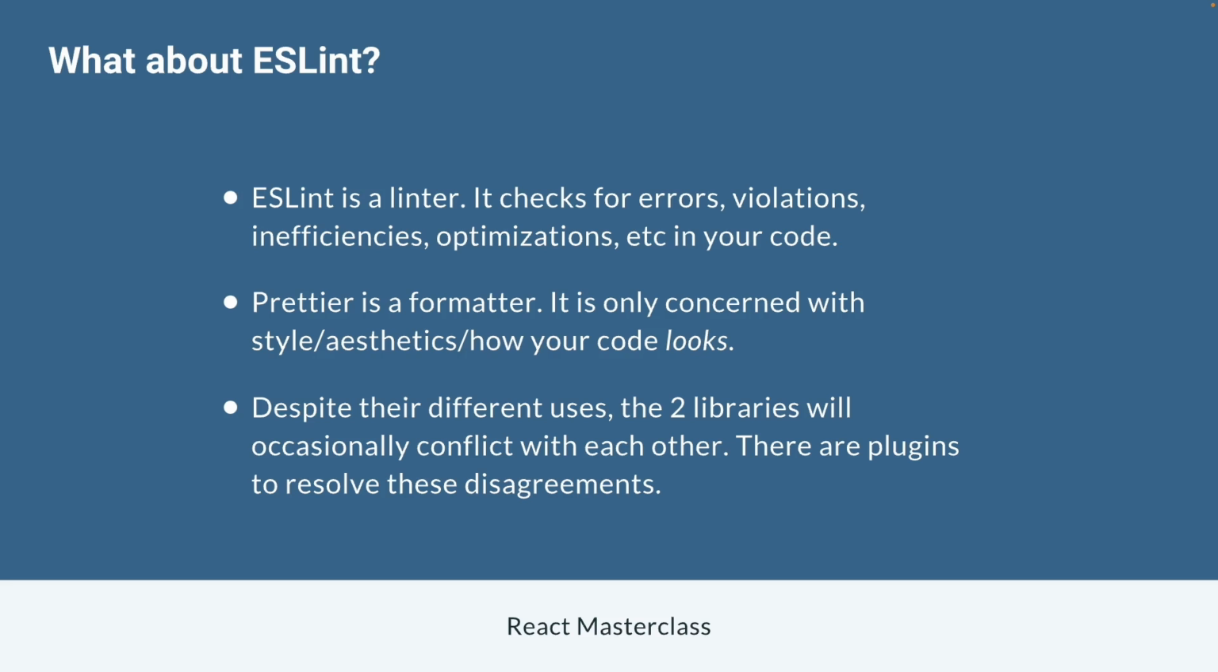They're going to butt heads because one library will want to format things in one way, while another library will want to format things another way. ESLint is concerned with violations, but sometimes those violations lead to organization of code in a certain design manner, and Prettier may disagree with how that code is formatted. So there are plugins available to resolve those disagreements, but more importantly, I just want you to understand the difference between the two. ESLint is for code quality, Prettier is for code style.